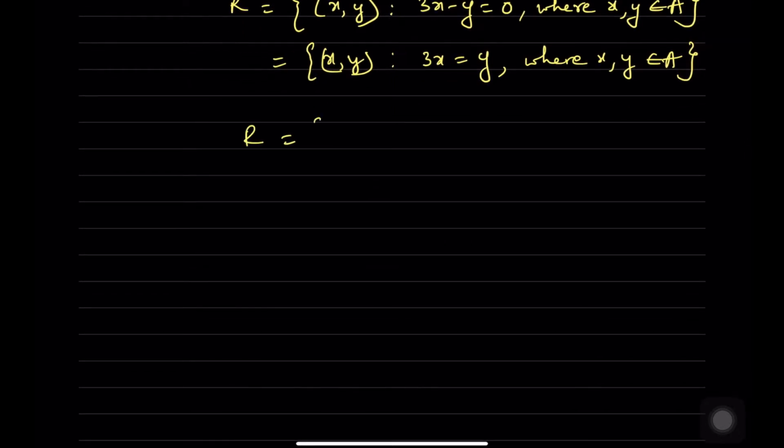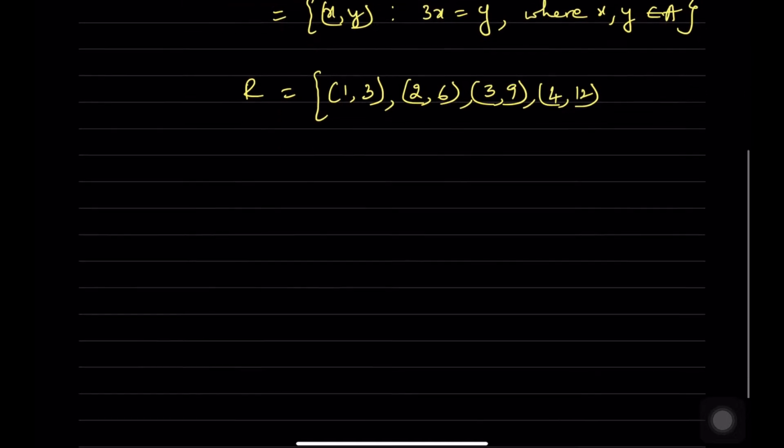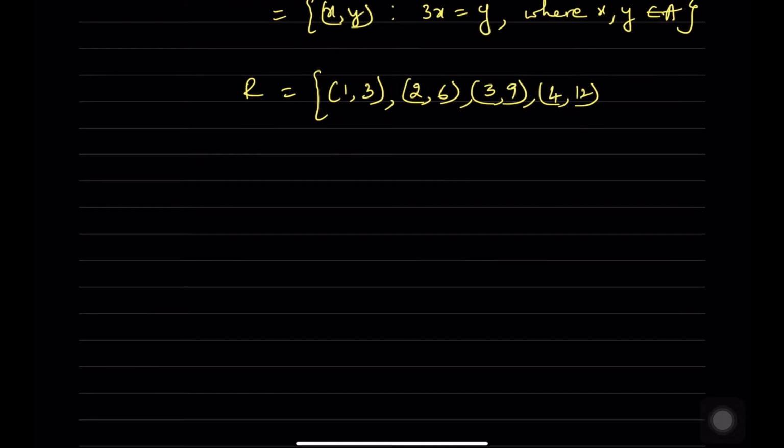So now we have the relation we can write down. If x is equal to 1, what are all the ordered pairs (x, y)? y is equal to 3x, no? So 3 into 1 is 3. If x is equal to 2, 3 into 2 is 6. If x is equal to 3, 3 into 3 is 9. If x is equal to 4, 3 into 4 is 12. We can stop here, because if we take 5, 5 threes are 15, and 15 is not there in A. A only contains elements from 1 to 14. Therefore we have our ordered pairs in R: (1, 3), (2, 6), (3, 9) and (4, 12).